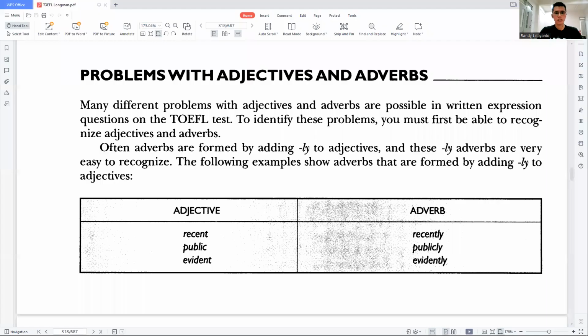The material that we're going to discuss today is about problems with adjectives and adverbs. Many different problems with adjectives and adverbs are possible in expression questions on the TOEFL test. To identify these problems, you must first be able to recognize adjectives and adverbs. Often, adverbs are formed by adding ly. Just note that it's just often.